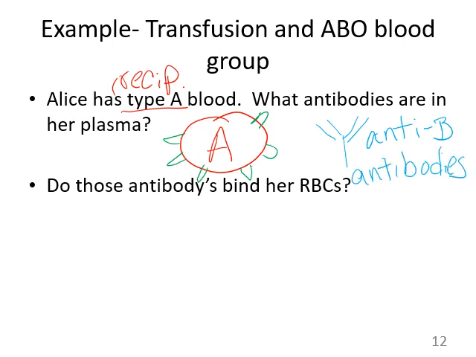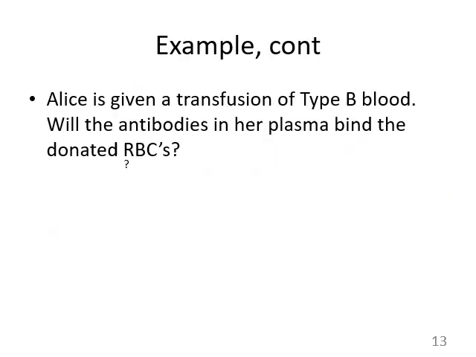Do those antibodies bind to her red cells? No, they do not. If they did, she would be killing her own cells. But she's not doing that. She's healthy. So here's Alice. She's got anti-B antibodies. What happens if we give her type B blood? Again, in Alice's plasma, she's got these anti-B antibodies. I'm going to give her a couple.